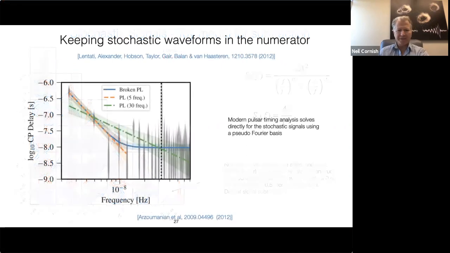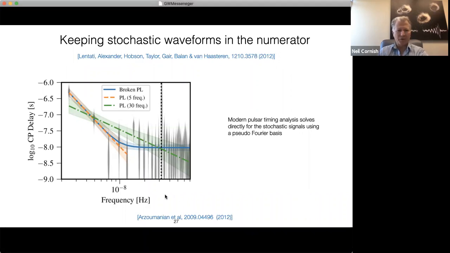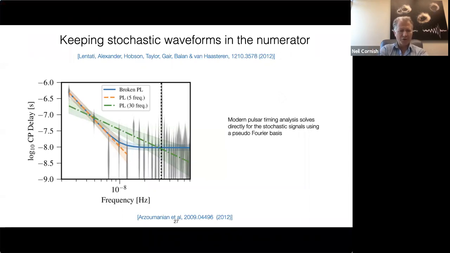And indeed, this is the way that stochastic analyses are done in pulsar timing. In pulsar timing now, the stochastic waveforms are kept in the numerator. They don't appear in the denominator. Here's an example that was originally from a paper by Lentati et al. This plot is from the NANOGrav 12.5-year paper, and those gray bands are the recovered signal strengths as a function of frequency, trying to directly model the real and imaginary parts, or the sine and cosine components on a Fourier basis, of the actual stochastic signal.